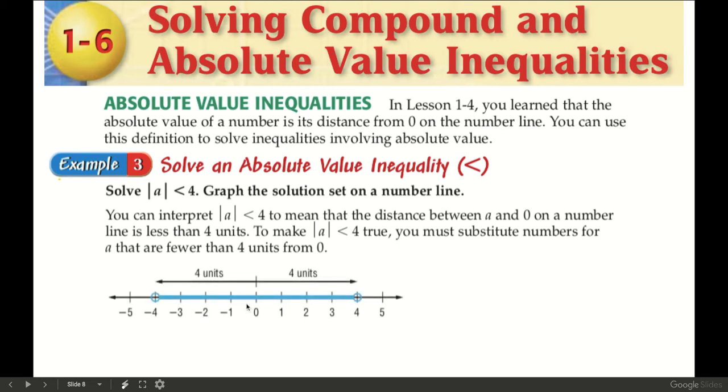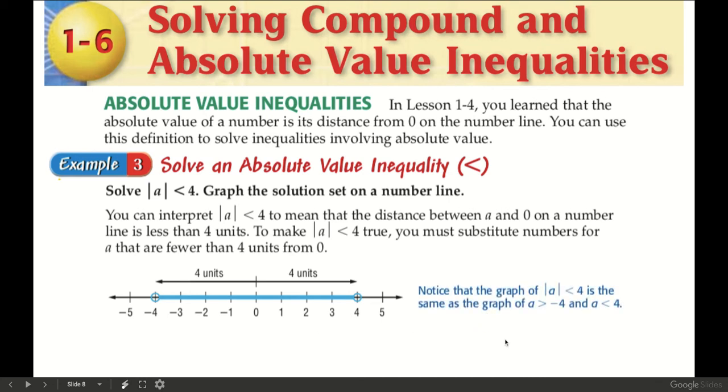So what that looks like is, well, here's 0. Anything here, right, less than 4 will be less than 4 units away from 0. But also on the negative side, anything greater than -4, all the numbers in this direction are greater, will be less than 4 units from 0, right? So all of these values in between here would fulfill that requirement of the distance from 0 being less than 4, okay?